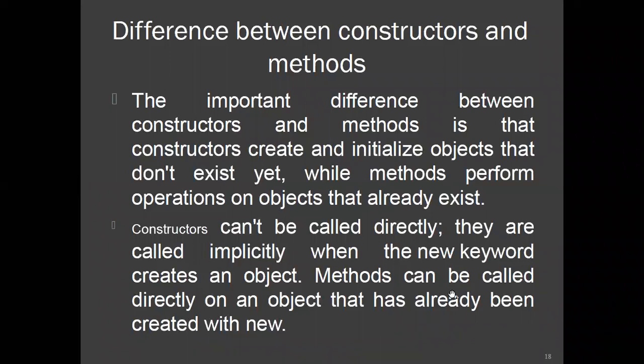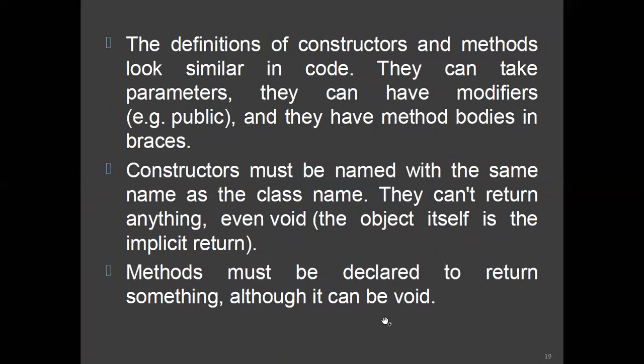They are called implicitly when the new keyword is used. Methods can be called directly with the help of the object. The definition of a constructor and a method look the same. They can have parameters, and both can have different modifiers like public, private, and protected, and they can have different method bodies also.